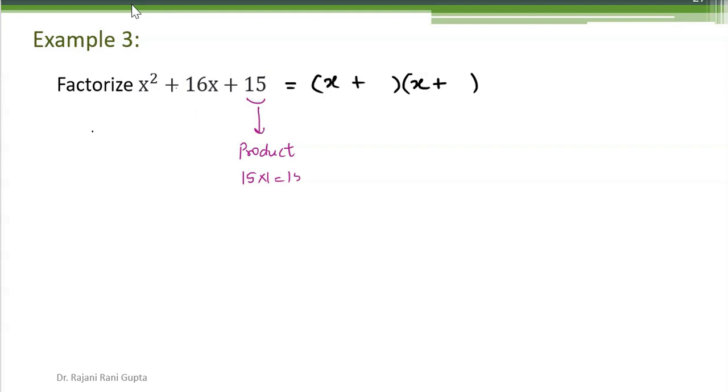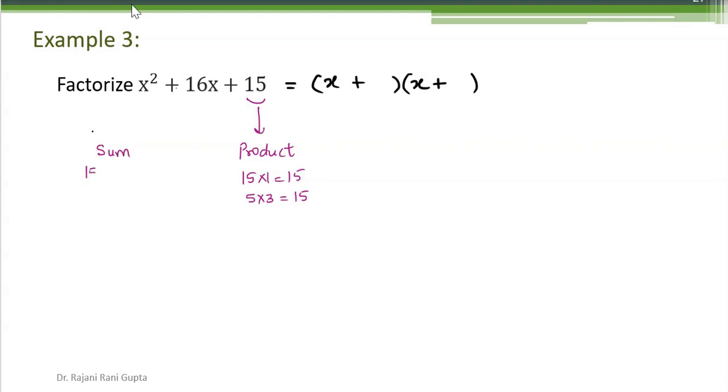Let's say we have another example, x squared plus 16x plus 15. Again we need to factorize it. Because of x power 2, the first terms are x, and both are positive, so here it will be plus. In this case again we are looking for two numbers whose product gives you 15. So it is 15 times 1 and 5 times 3. We need to check in this case which pair fits. For that, find their sum.